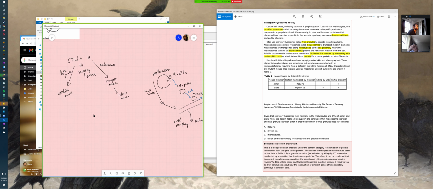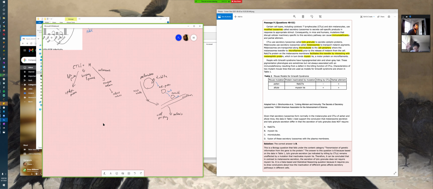Oh, wait. I think I messed it up. Okay. Based on Table 1, without Rab27A, then you don't get CTL killing. Correct. So that means you need it. Without myosin, you still get the CTL. So then it doesn't require it. Okay. Oh my god, this is so complicated.